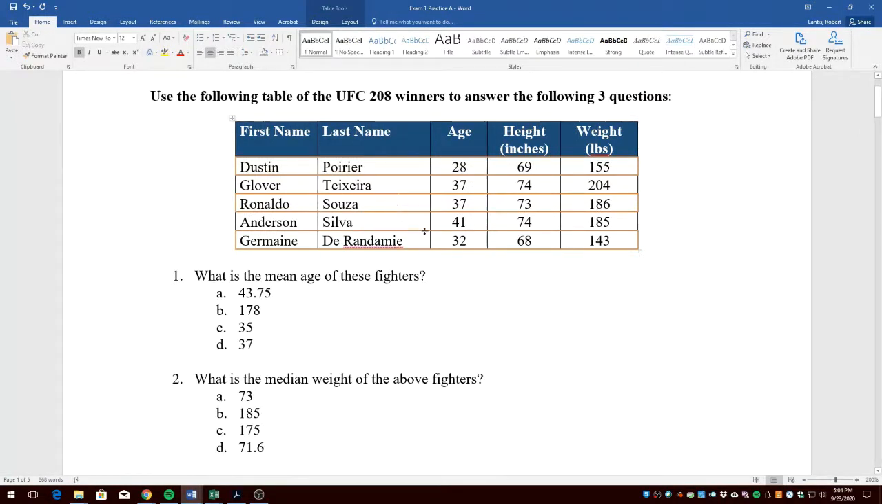We got 5 observations. We got some quantitative variables over here, some qualitative variables here. The first question we have is, what's the mean age of these fighters? So this is the question I always say. I hope everybody gets this right on the exam. This should be a relatively easy one.